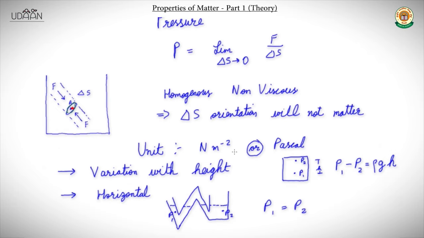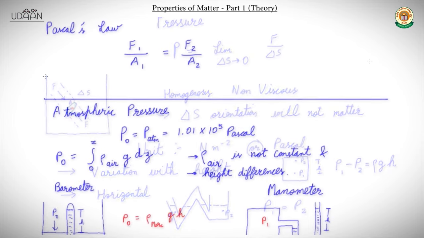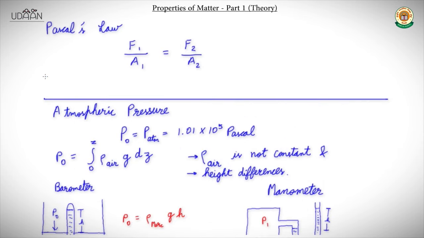Coming to the variation of pressure with height, between a lower point P1 and a higher point P2, the pressure difference P1 minus P2 is equal to rho GH in the same fluid. Rho is the density of the fluid, G is the acceleration due to gravity, and H is the distance between the two. Horizontal variation of pressure is given by P1 equal to P2 for two points at the same horizontal level in a particular fluid.